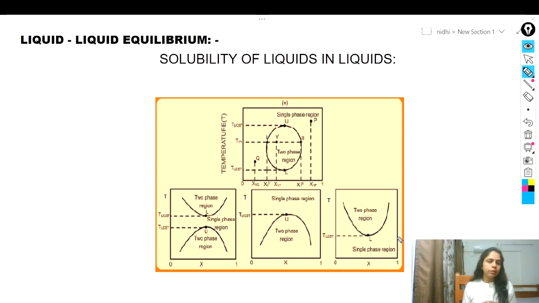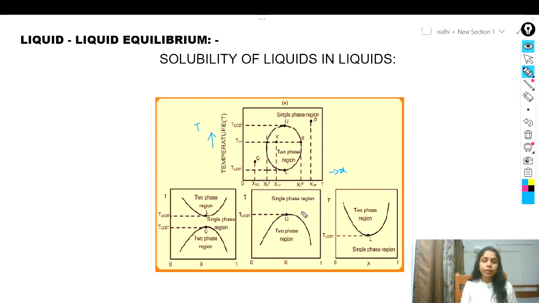So let's take the condition of constant pressure. Here the pressure is constant, or the pressure effects are negligible. Then the binary liquid-liquid equilibrium is shown in the solubility phase diagram, a plot of temperature versus x1. On the y-axis we have temperature, and here we have the mole fraction or composition.